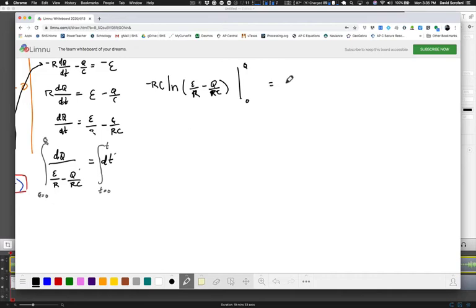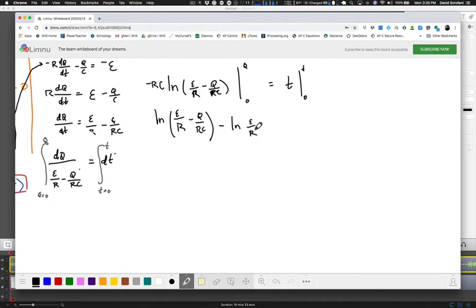All right, so on the right-hand side, this is easy. This is just t, 0 to t, and the 0 just goes away. On the left-hand side, we have negative RC. Actually, in the interest of making this simpler, I'm going to bring that to the other side of the equation just to clean it up a bit. I'm just going to have this be the log of, we'll plug in the q, so we get this over this, minus q over RC, minus the log of, and then I plug in the 0 for q, and I get this.